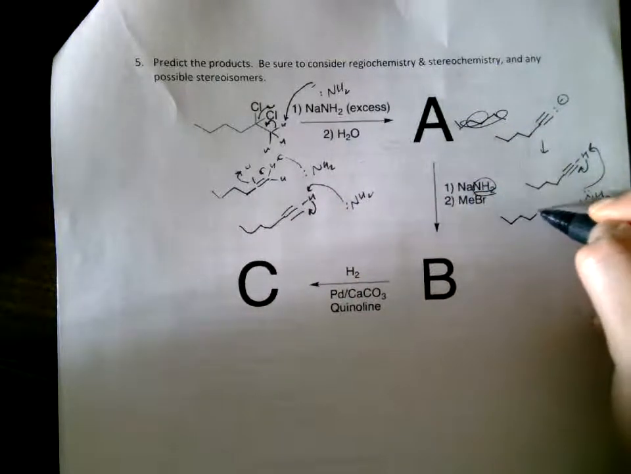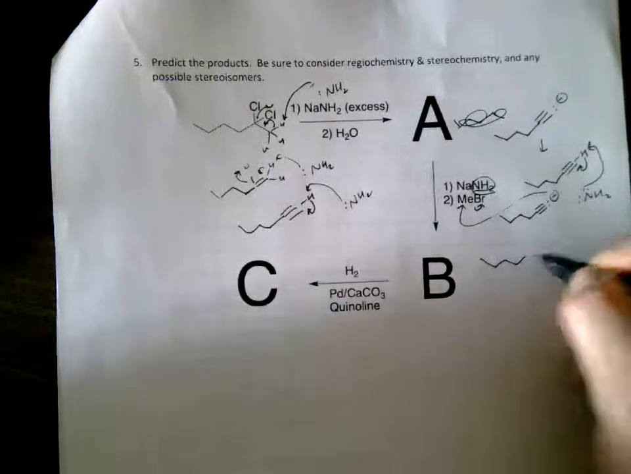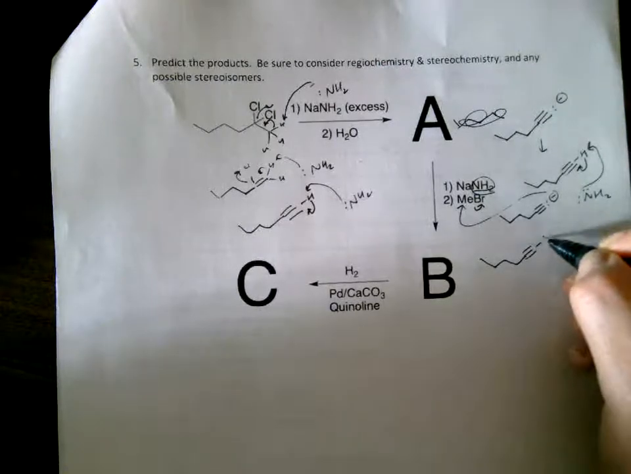So step 1 of this will give you back to generating the nucleophile, and then it'll attack on that methyl group and kick it out. It is actually another SN2 reaction. We did something very similar to this on your last quiz.